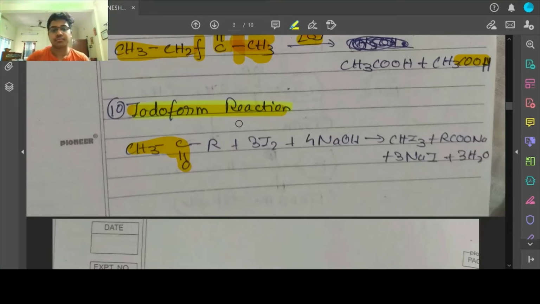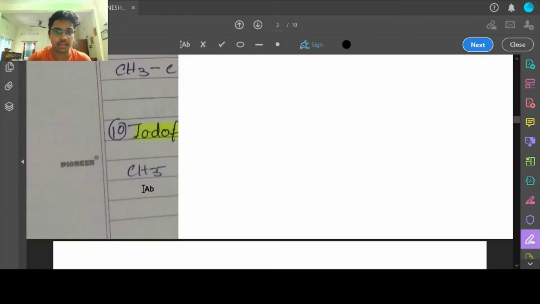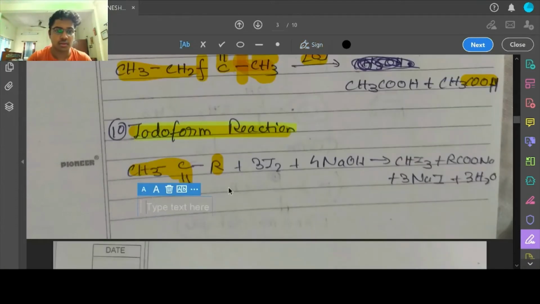This is a must. This group, C double bond O CH3, must be present in the compound. Then only it will undergo the iodoform reaction, or else no iodoform reaction takes place. This is the most important and main criterion for a compound to undergo the iodoform reaction. R is any alkyl group, it doesn't depend. I'll just name it here: ketomethyl group.